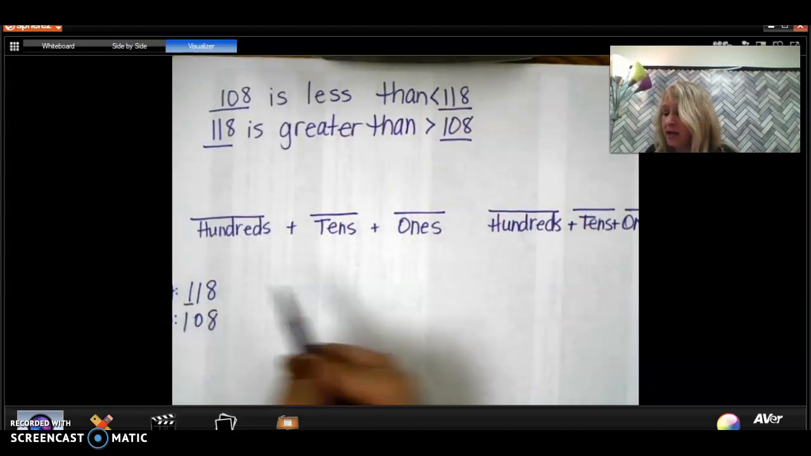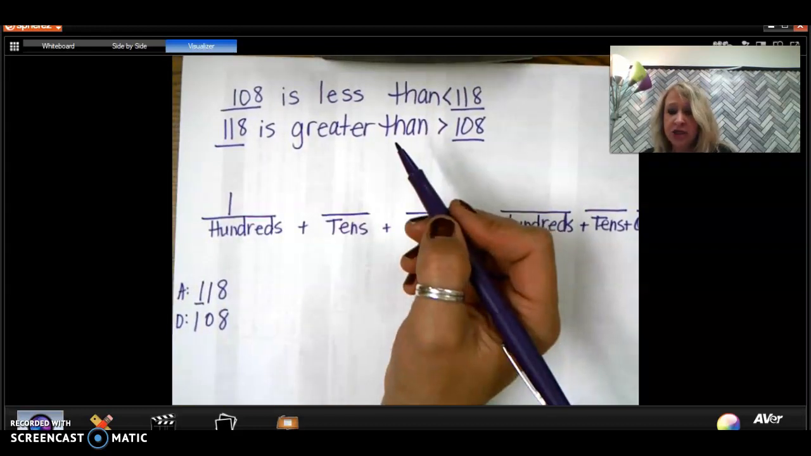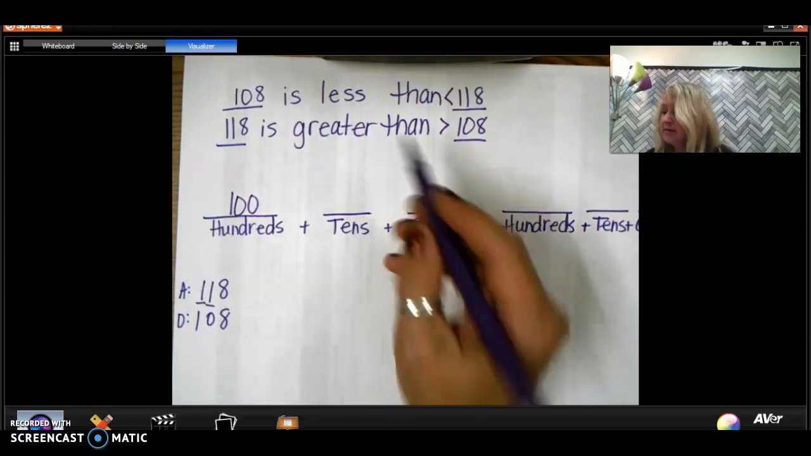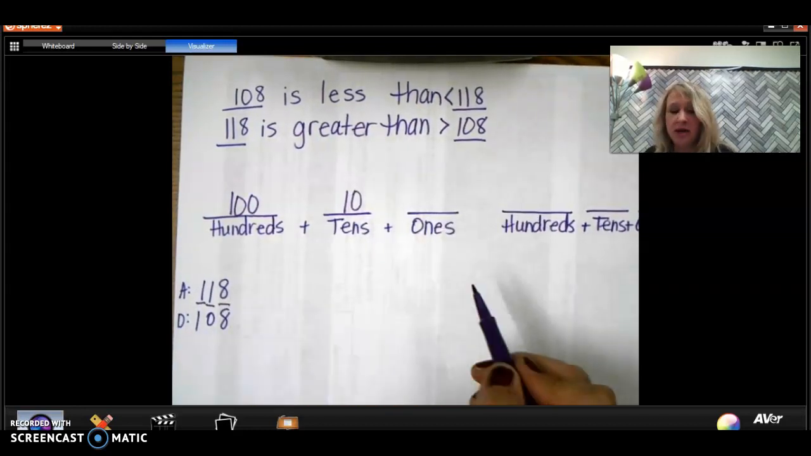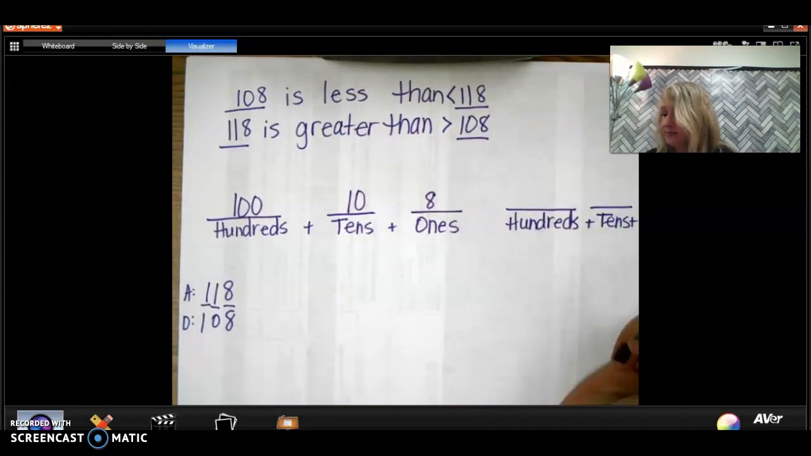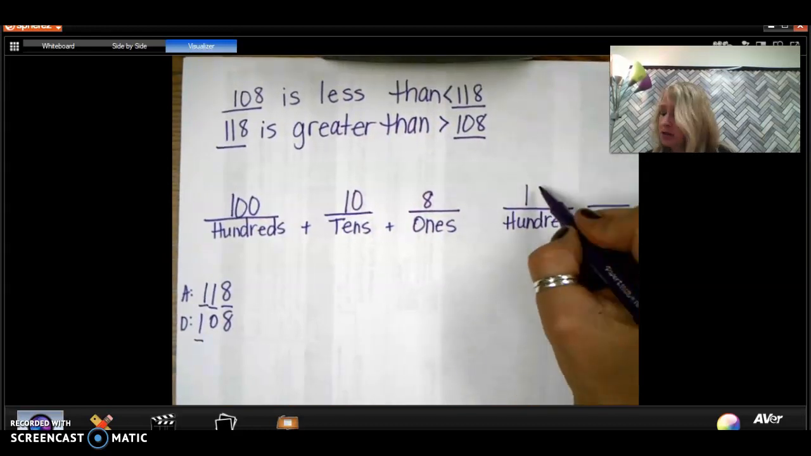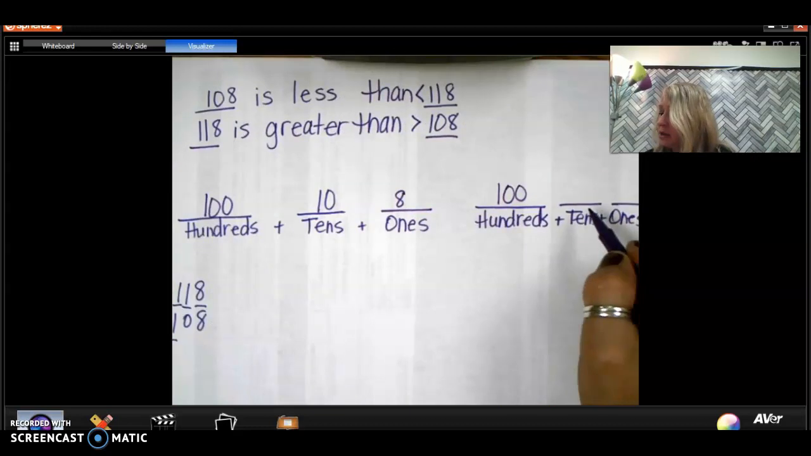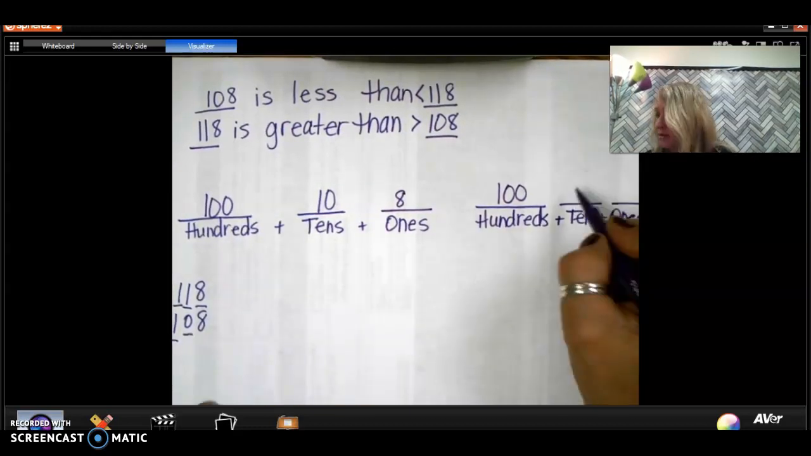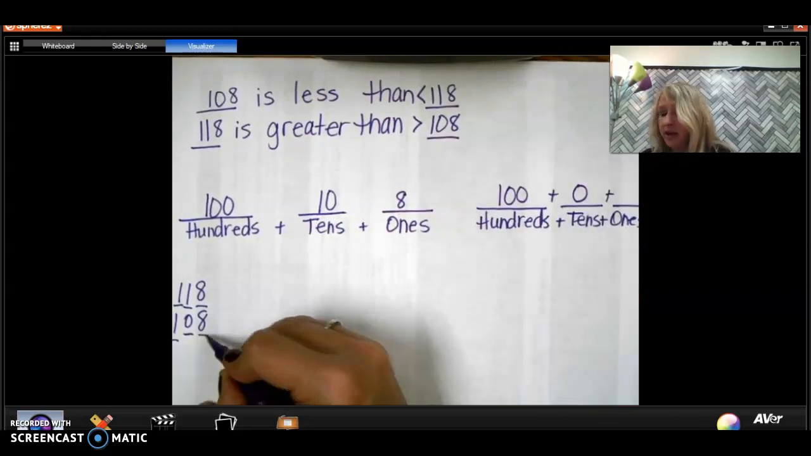So if we have 118, how many hundreds? 1. And 1 hundred is how much? 100. 1 ten. How much is 1 ten? 10. 8 ones. How much is 8 ones? 8. Now, Debbie's, we have how many hundreds? 1. 1 hundred is how much? 100. Plus, how many tens? 0. So we write a 0. How many ones does Debbie have?